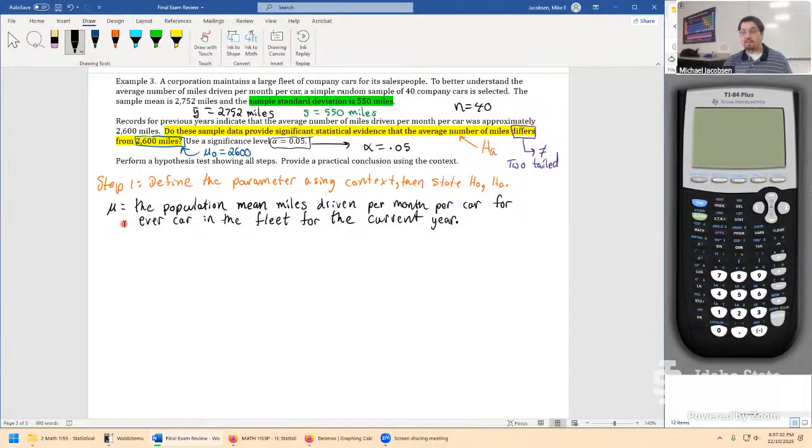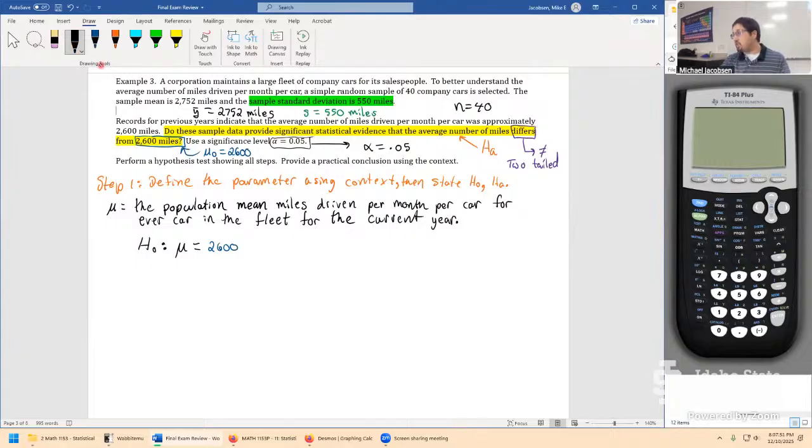Okay, well, let's write out what our hypotheses are. We usually wrote this out as one big sentence, but let's do it differently. It's okay to just slap it down. It doesn't have to be a sentence. You could say, test the null that mu is mu naught, 2,600.